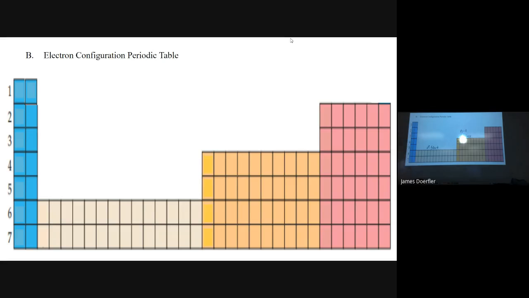The F block is, again, slightly different. Okay, the F block is n minus 2. So here, in the 6th row is the first time we enter that area. We have 6s2, 4f. Okay, so F is n minus 2, D is n minus 1. Okay? Now, let's get back to this so I can give you your practice.